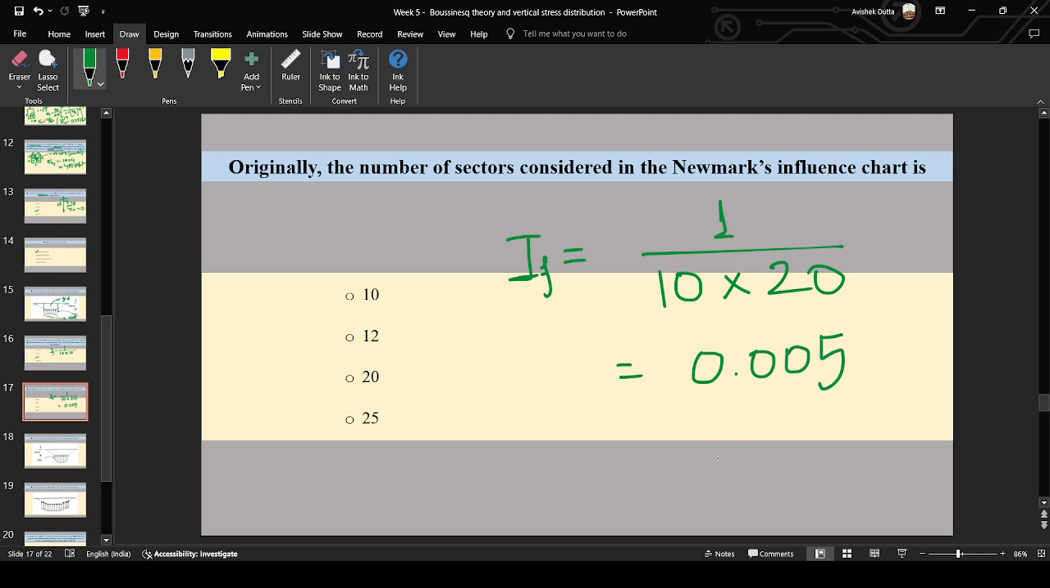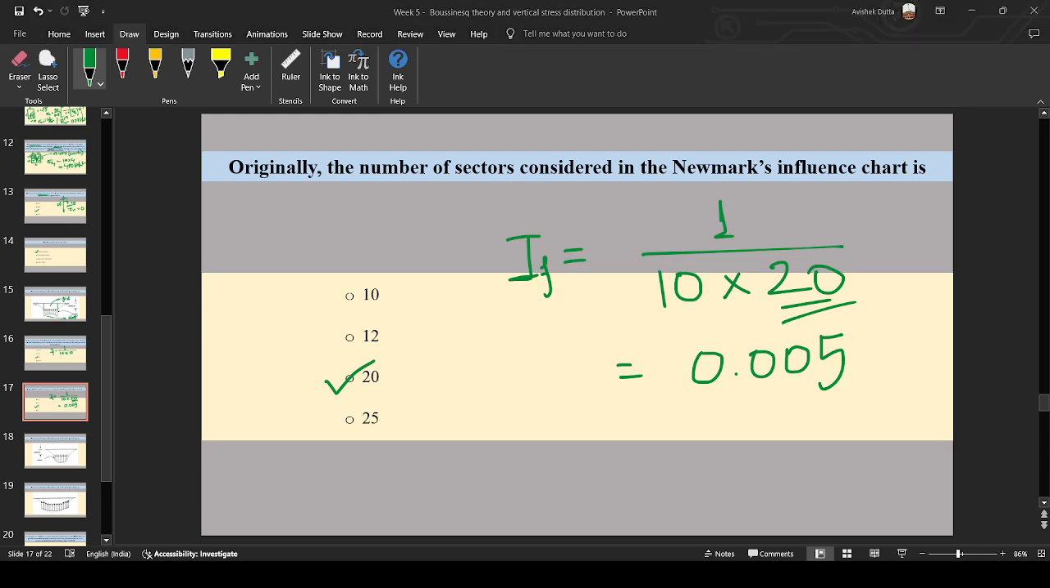Here I have asked only the number of sectors, it is 20. Number of sectors in the original Newmark's influence chart is 20. Using this, the original influence factor for the Newmark's influence chart is 0.005. Okay, I hope it was clear.